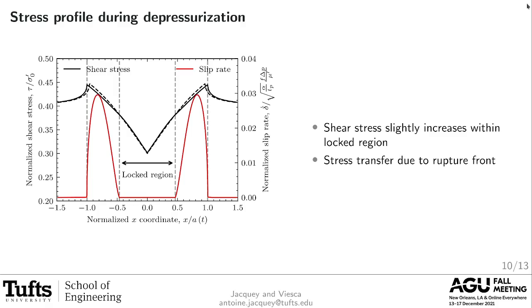Here you can see the shear stress profile in solid line at a given time during the depressurization phase, and in dashed line at the end of the injection phase. We see that within the locked region in the center, which increases in size over time, there is a slight increase of shear stress, and within the two actively slipping regions, which are symmetric, we see a stress transfer of shear stress, which is driven by the rupture front, and we still find these high values of shear stress at the propagating tip of the slipping regions.